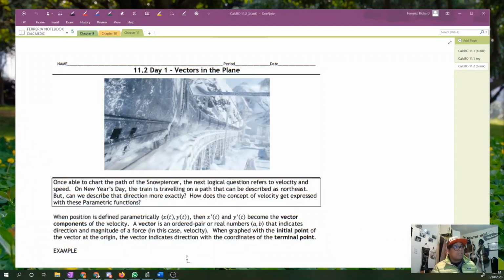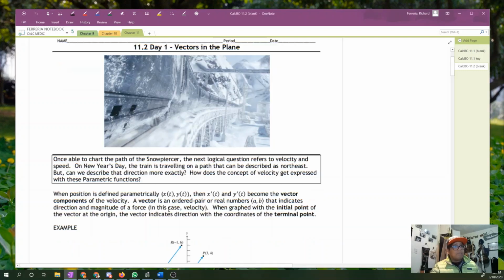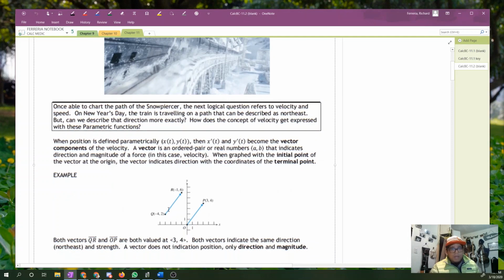Well, what is a vector? Actually, let's talk about Snowpiercer, because I love Snowpiercer. Here we go. So, the next logical question about Snowpiercer, once we're able to chart the path of the Snowpiercer, is to take a look at velocity and speed. So we're going to be doing that over the next couple of days.